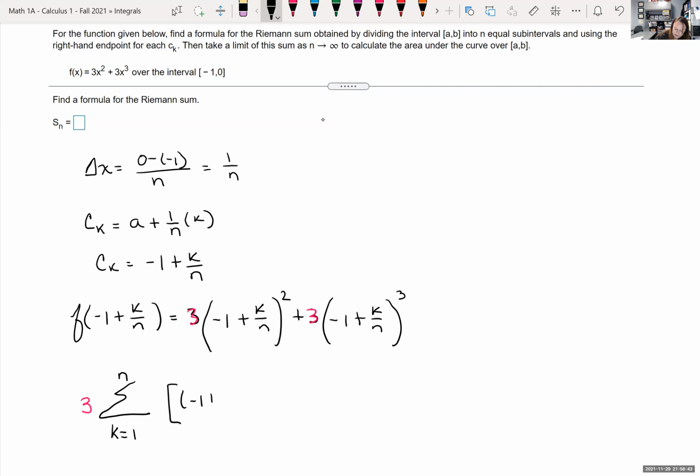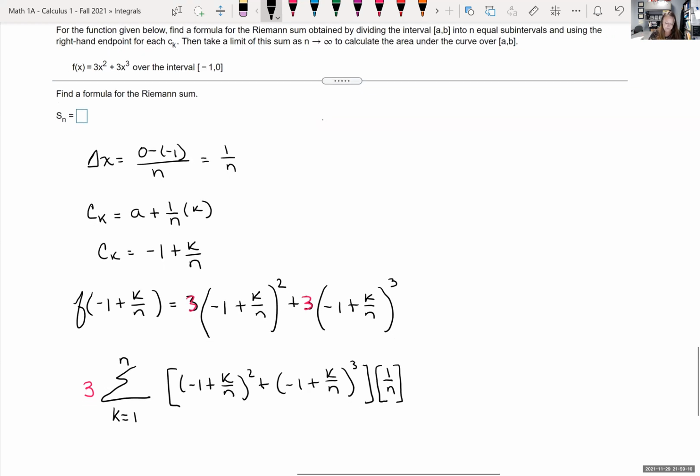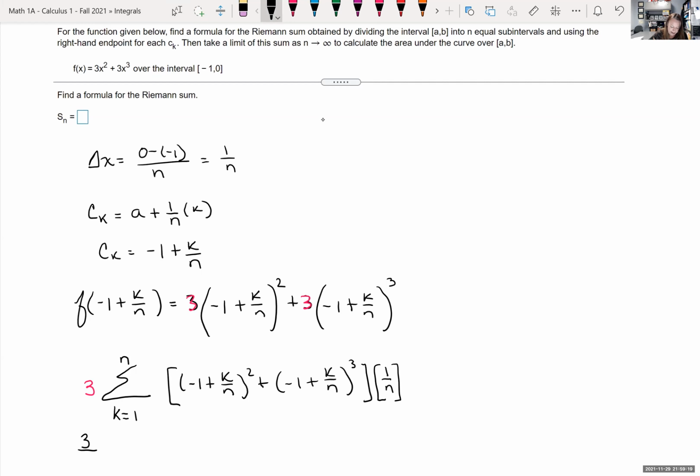Of -1 plus k over n quantity squared plus -1 plus k over n quantity cubed. That's our f of c sub k times delta x, which is 1 over n. One over n doesn't have a k in it, so I technically can pull that outside of my summation formula. So this is going to be 3 divided by n, the summation from k equals 1 to n.